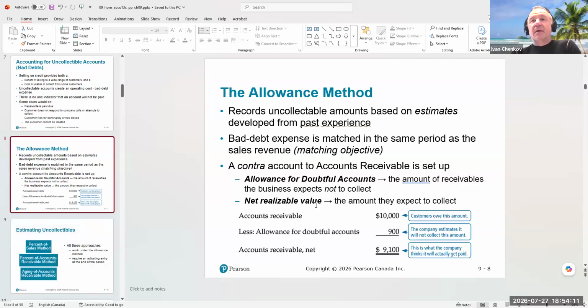What we're going to do? We're going to estimate the amount based on experience. And then we're going to record the amount by simply matching the bad debt expense with the sales revenue to which the bad debt is related. We're going to match it in the same period. So if the sales are from this week, we're going to do the bad debt expense in this week.